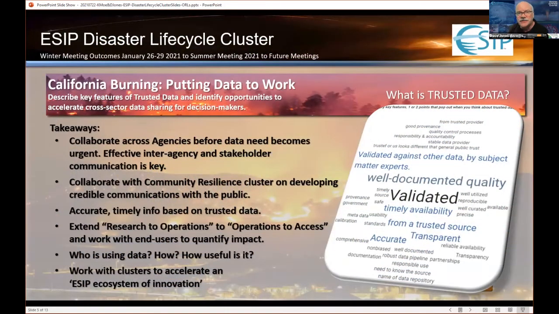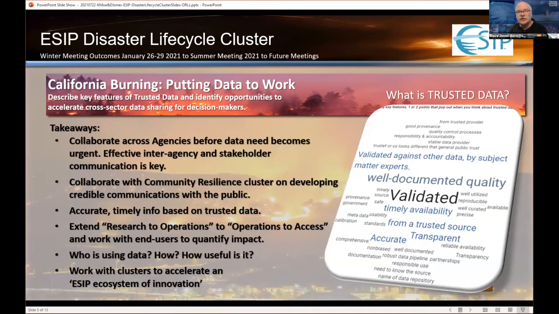And then we had a session in that same meeting where we talked about California burning, which is happening again, but putting data to work. And you see on the right-hand side, we asked the question to create a word cloud: What do you think trusted data is? How do you define it? And so we had a lot of great input: validated, timely availability from a trusted source, validated against other data, accurate, all that sort of stuff.